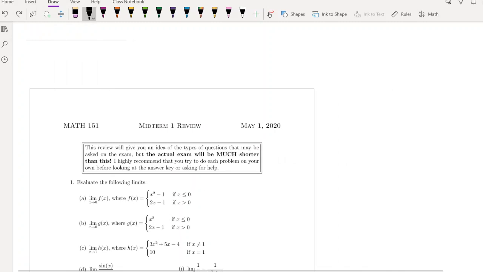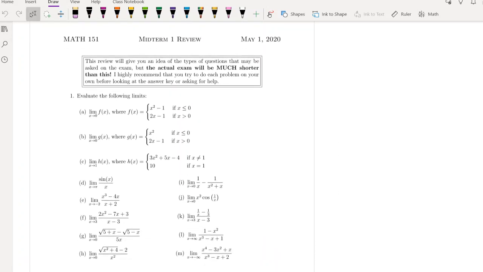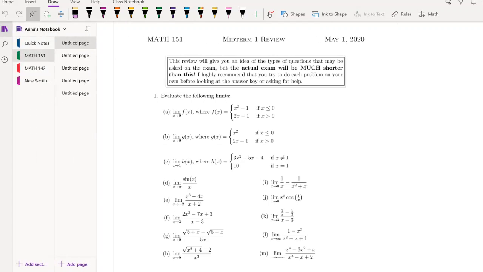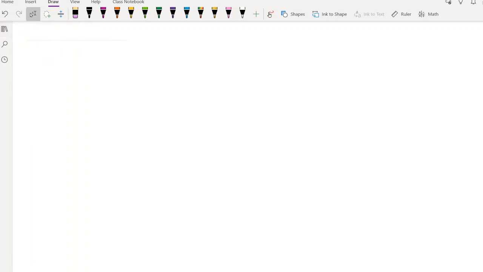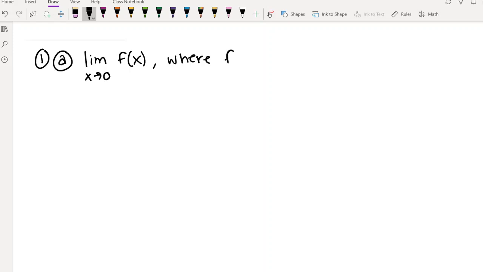So first question that was requested was, we're going to look at numbers 1A and B. So let me go back to the other page and write those ones down. So for 1A, we have the limit as x approaches 0 of f of x, where f of x is equal to a piecewise function.